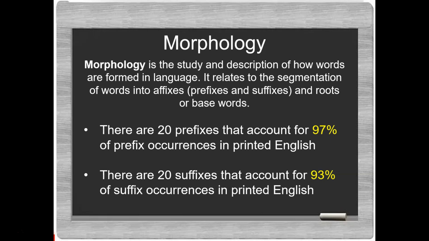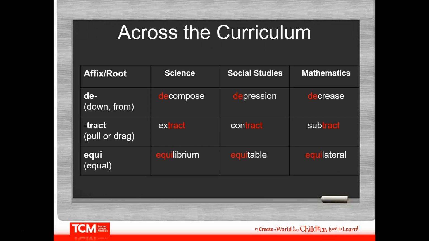So even if you want to begin your year or even in the middle of the year and you don't feel like teaching root words or base words, you're still going to have a pretty powerful impact on vocabulary acquisition by just teaching these 20 prefixes and these 20 suffixes based on their occurrences in printed English. And so I always like to point out the impact across different content areas. And so what you see here is an example of a template that PLCs have used in schools and in districts that I've worked with.